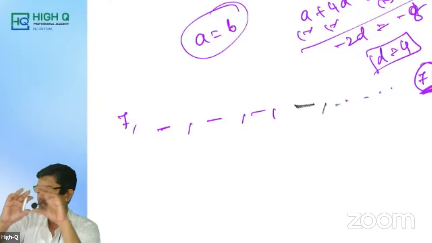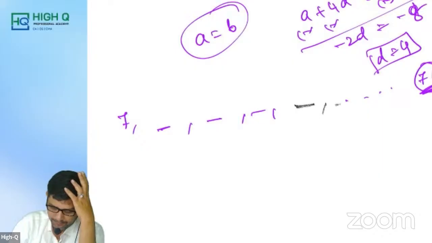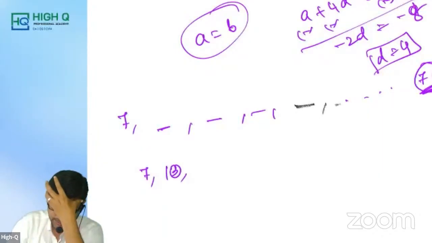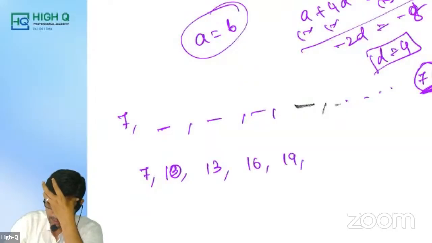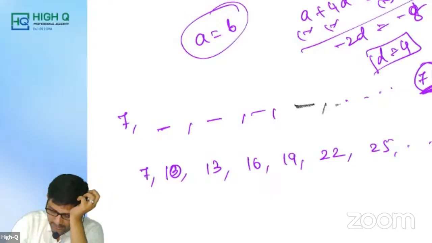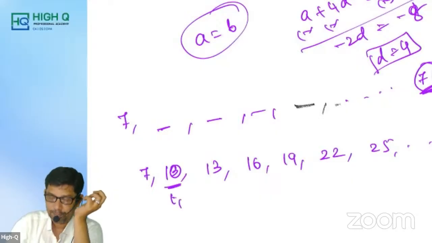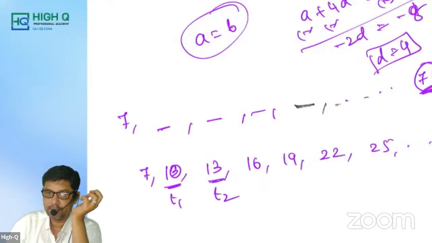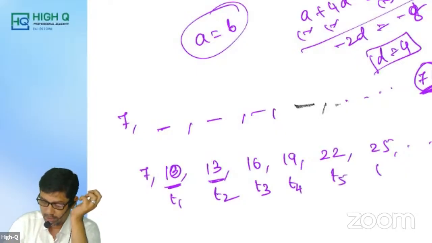Let me just write some sequence for your convenience. 7, 10, 13, 16, 19, 22, then 25, and it goes on like this. This is my first arithmetic mean. This is my second arithmetic mean. This is my third arithmetic mean. This is my fourth arithmetic mean. This is my fifth arithmetic mean. This is my sixth arithmetic mean.